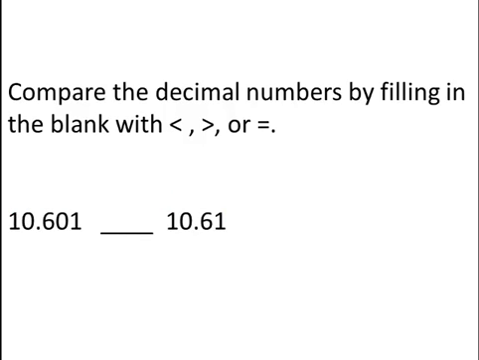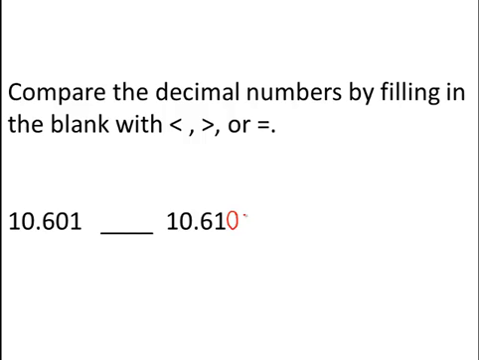Compare the decimal numbers by filling in the blank with less than, greater than, or equal to. On the left, we have 10 and 601 thousandths. On the right, we have 10 and 61 hundredths. But which is greater? To compare, I'm first going to give them the same number of places after the decimal point. So I'm going to add a 0 to the right of this number on the right. Now they both have 3 digits to the right of the decimal point.